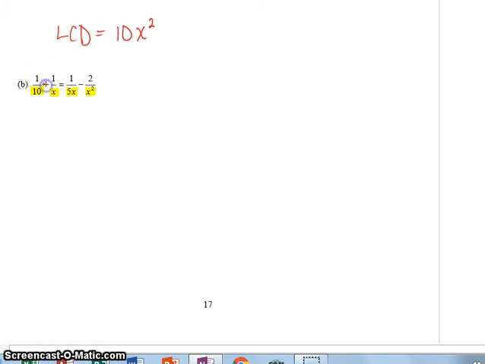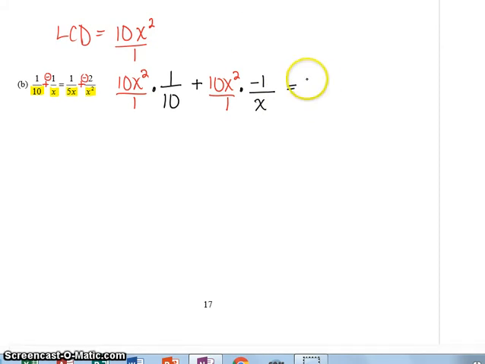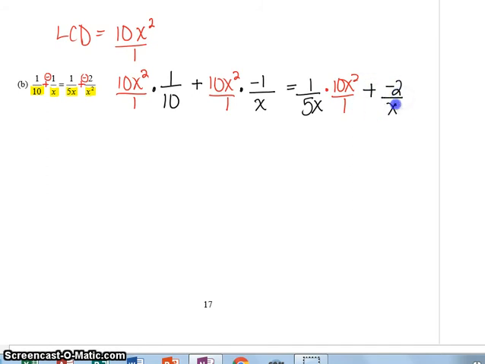Don't forget, guys, there's some negatives here. So that's going to be plus -1 plus -2. So I'm going to rewrite the whole question, multiplying each piece by that LCD, which is 10x squared over 1. So I get 10x squared over 1 times the first part, which is 1/10. And then plus 10x squared, my LCD, over 1, times the second fraction. The second fraction is -1 because we changed the sign, over x. And that's equal to this last part. Oops, it's not -2. It's 1 over 5x times the LCD, which is 10x squared over 1, plus the last piece, which is -2 over x squared times the LCD, which is 10x squared over 1.